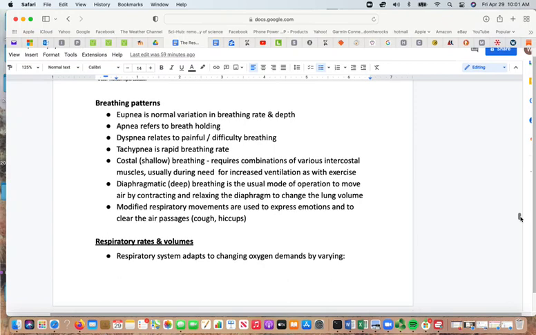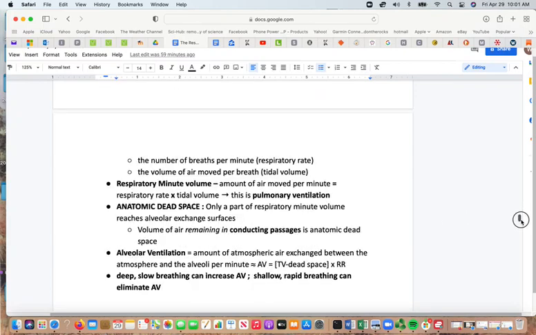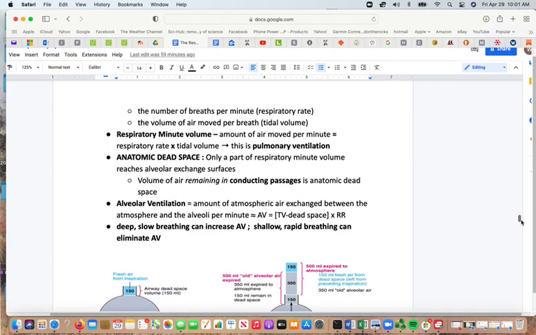So the respiratory rate and volume are going to adapt to the changing oxygen levels. So you can change the number of breaths per minute, which would be your respiratory rate, and the volume of air moved per breath, which would be your tidal volume. So the respiratory minute volume is how much air is moved per minute. You just multiply the respiratory rate times the tidal volume. It's very similar to measuring cardiac output. So that's your pulmonary ventilation.